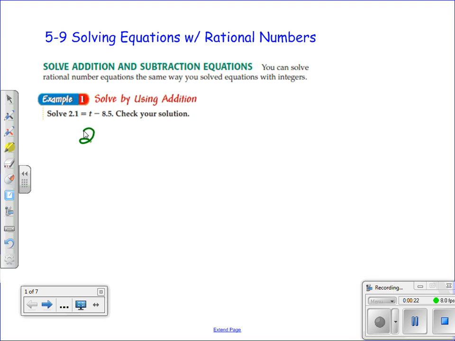So here we have 2.1 equals t minus 8.5. Oh my gosh, we have decimals. Well, no big deal. We're still going to do the same thing. We're going to try and isolate our t. We want to get the t by itself.